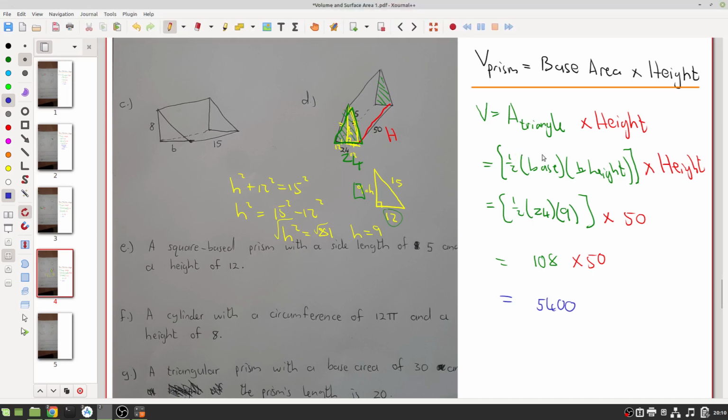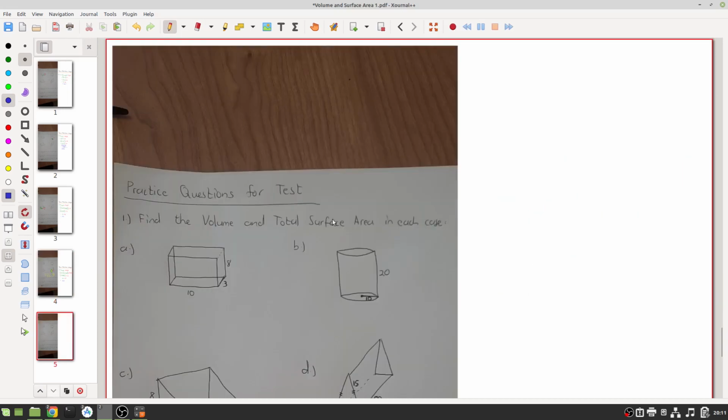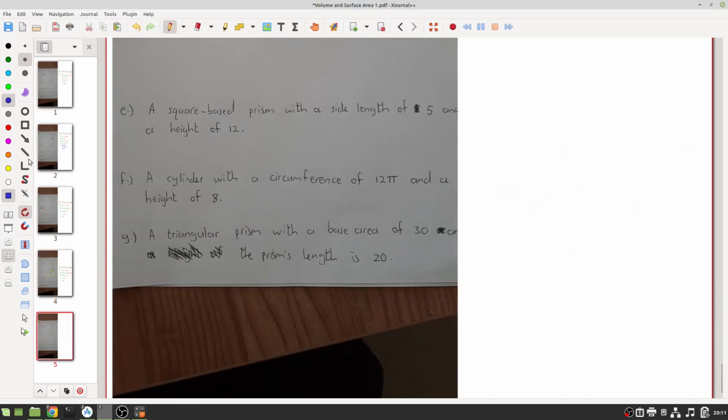So if we just know our formula for the area, then we just know, okay, area of the triangle. What do we need for the area of a triangle? We need the base and the perpendicular height. We've got the base, we don't have the perpendicular height, so we need to calculate it. And that's where we use Pythagoras' theorem to calculate that height. And once we have that, we just plug it in and type it in our calculator, and we have our answer.